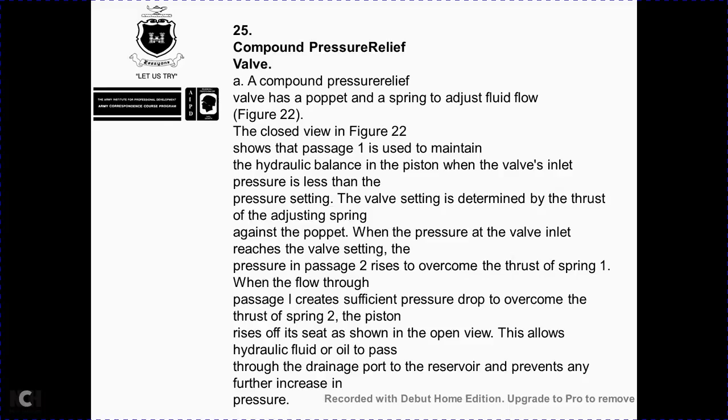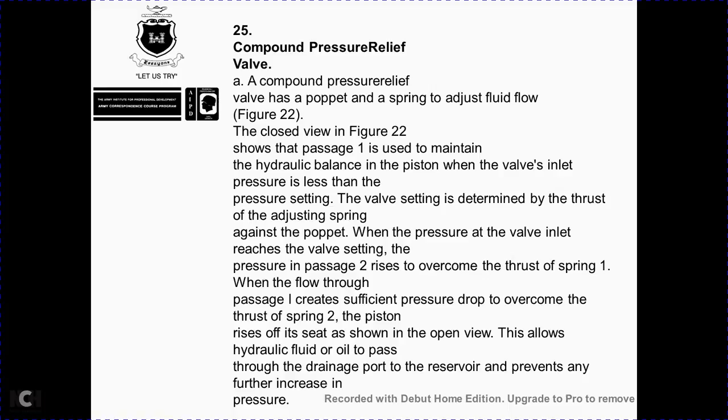The compound relief pressure valve has a spring at the top of the valve to adjust the fluid flow. It is shown in Figure 2.2. Passage 1 maintains the hydraulic balance of the piston while the valve inlet pressure is less than the pressure rating of the valve setting. The adjusting spring determines the thrust. The inlet pressure reaches the valve setting, and pressure passes through passage 2.